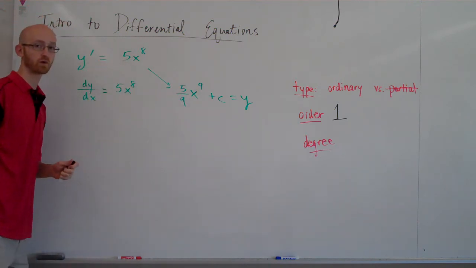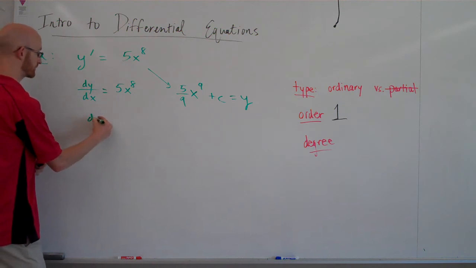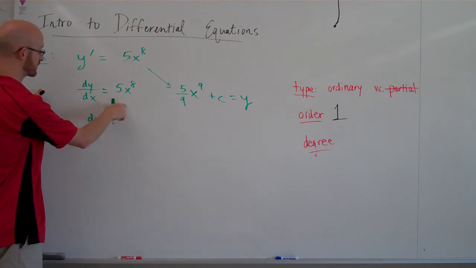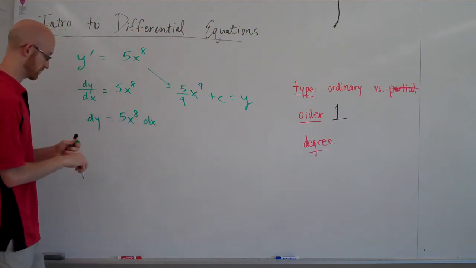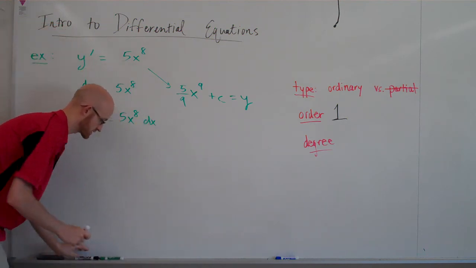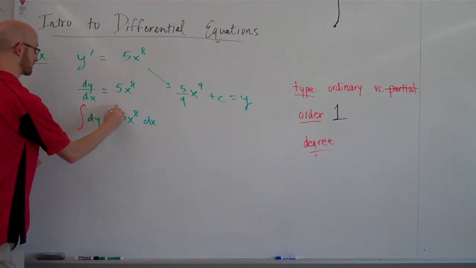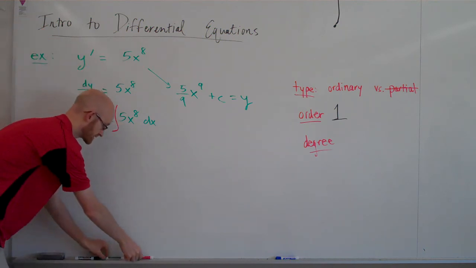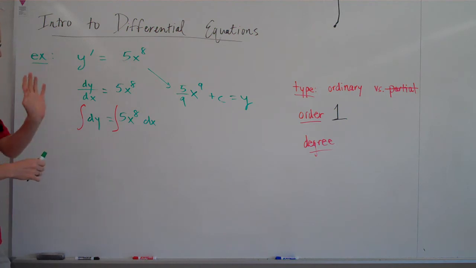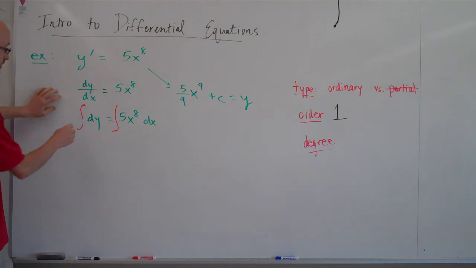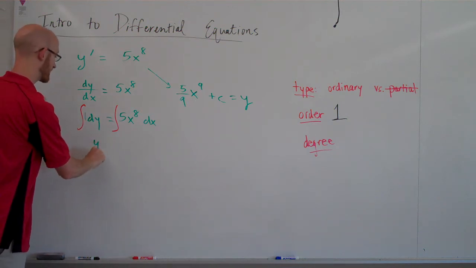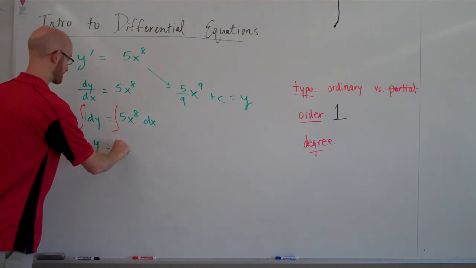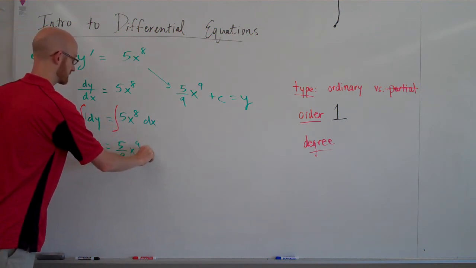But with separation of variables, effectively, what we'll do is we'll say this. We'll multiply the dx over: dy equals 5x to the 8th dx. And now what we'll do is actually just integrate both sides. This gets into an idea of separation of variables, so you'll deal more with that in a while. The integral of 1 dy, with respect to y, is y, and the integral of that is, of course, 5/9 x to the 9th plus c.